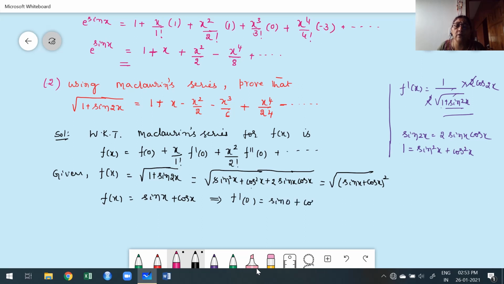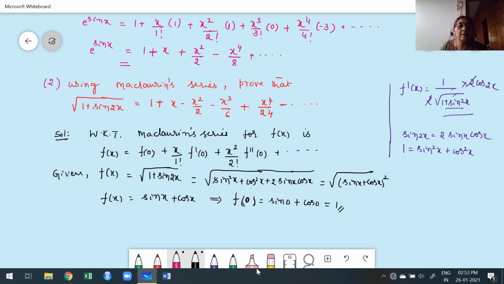0 plus cos 0 is 1. Sorry, this is not f dash of 0, only the given function. We are not finding any derivative of the function. Still, we simplify as much as possible to get a simple function. Now we are going to find the value: what is my f of 0? It is 1.